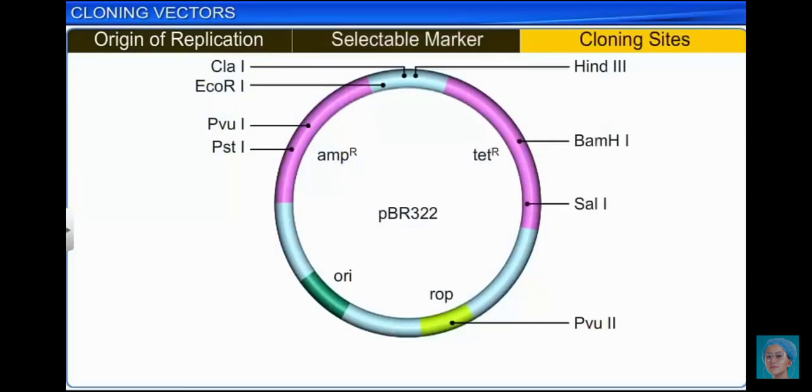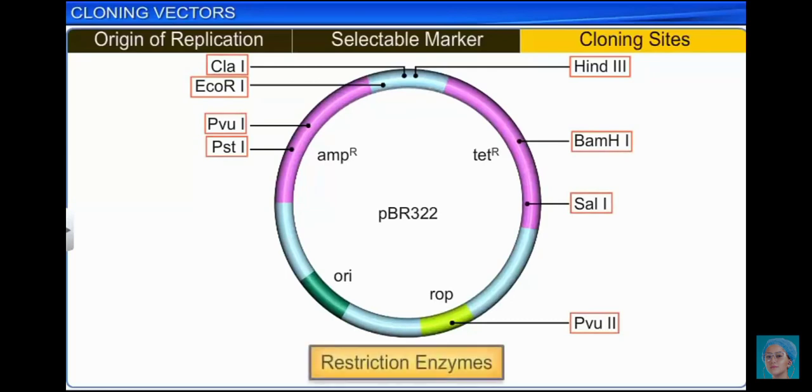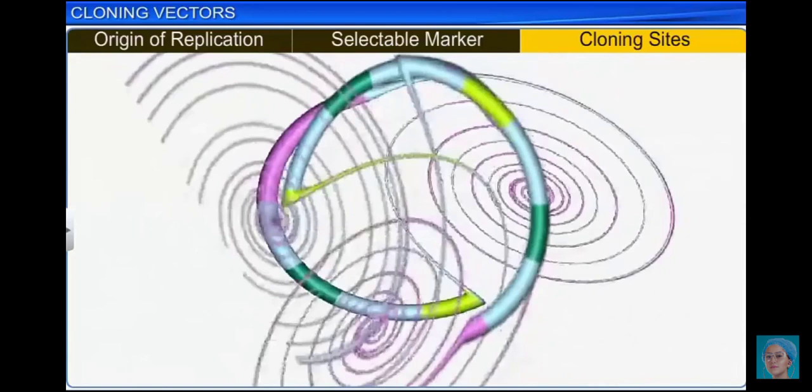Another important feature of a cloning vector is a cloning site, which is an artificially constructed region within a vector molecule containing a number of closely spaced recognition sequences. These recognition sites can recognize several restriction enzymes, and therefore the vector can be used to clone a variety of DNA samples. However, the presence of more than one recognition site may lead to complications in gene cloning.